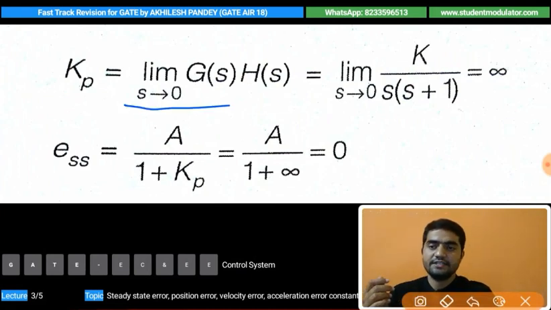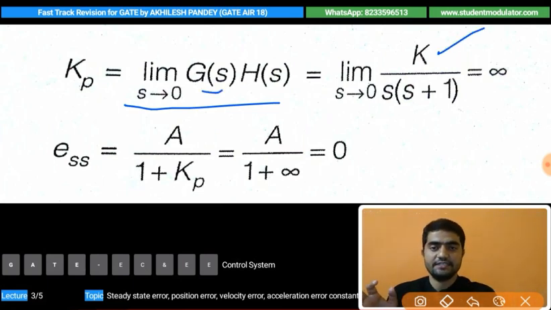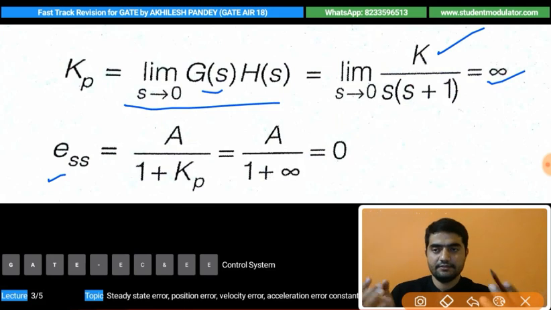So for the position error constant, directly we apply limit s tends to 0 of G(s), and the value of G(s) is given as K upon s into (s plus 1). So we have got infinity. Now finally the steady state error will be written as the reciprocal form, 1 upon 1 plus Kp, so whatever it will be, the steady state error is finally 0. This way we can calculate the steady state error for a unit step input.